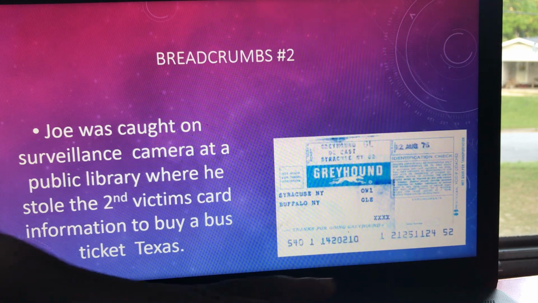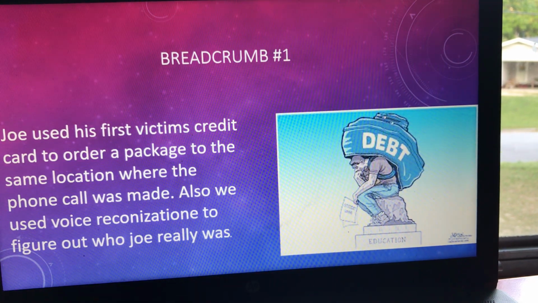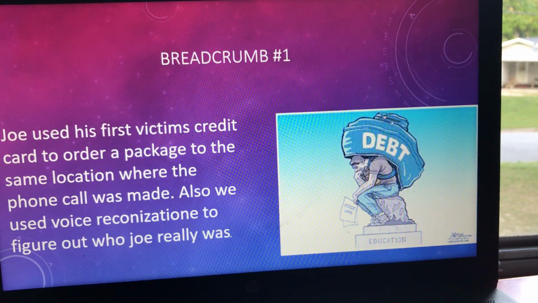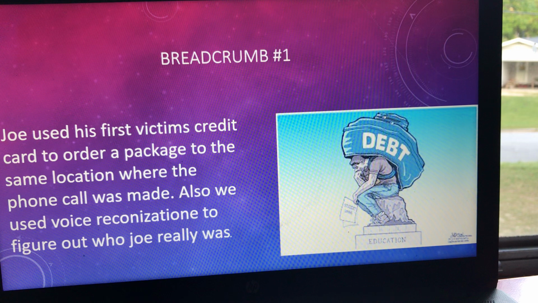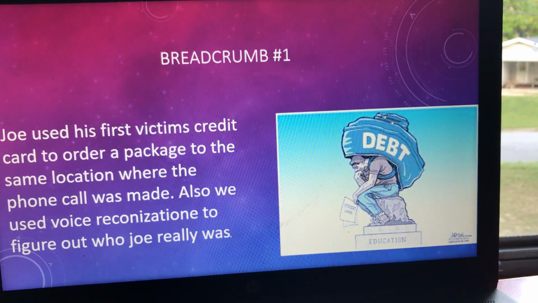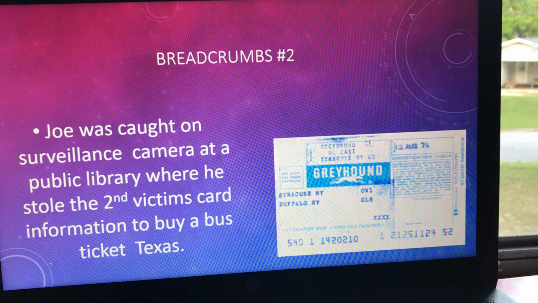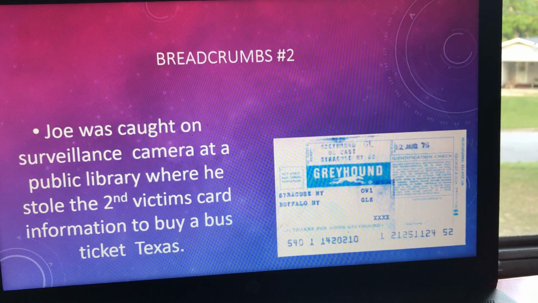I left out some details. With the first breadcrumb Joe left, I was able to find where Joe's location was, and also I was able to get the recording of the voice message Joe and the first victim had, which I was able to use voice recognition to figure out who Joe was and what he looked like. I put out an APB for Joe, and that's where he was later seen in California in the library.